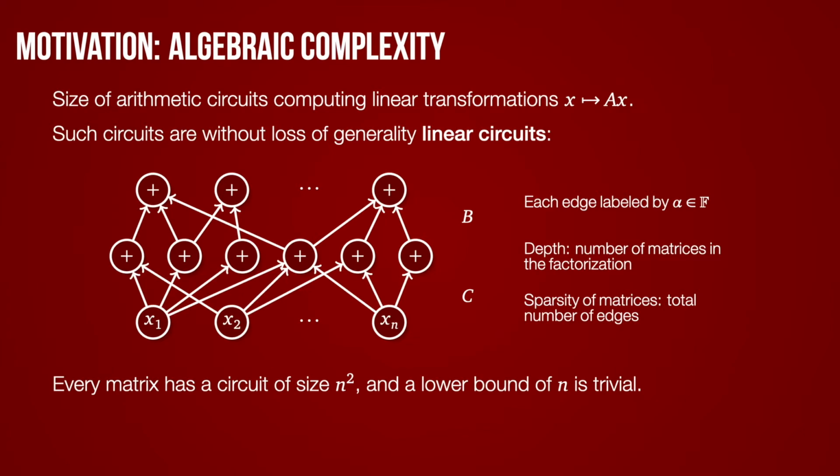Just to give some overview of the playing field here, clearly every matrix has a circuit of size n squared, even a depth 1 circuit of size n squared, and it's also very easy to prove a lower bound of n just by giving a linear transformation that depends on all the variables. So the whole game here is really between n and n squared.